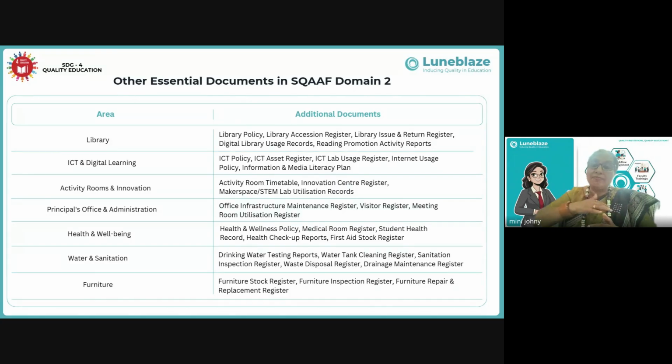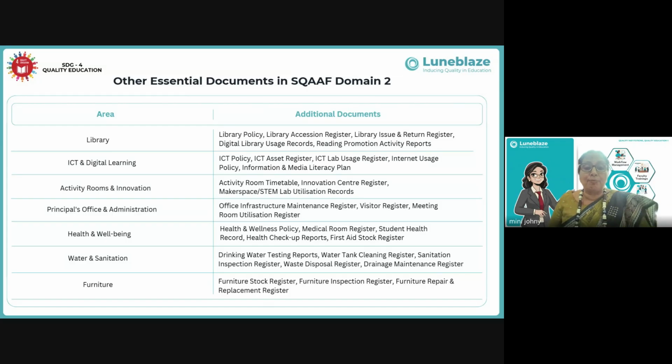Now, the library is a flexible place where many activities can be done. In such a way, what is your library policy? It should be written. And the library accession register, library issue and return register. All these things are there in all schools. Digital library usage and records, reading promotion activity reports. CBSE encourages a lot of reading. Right?